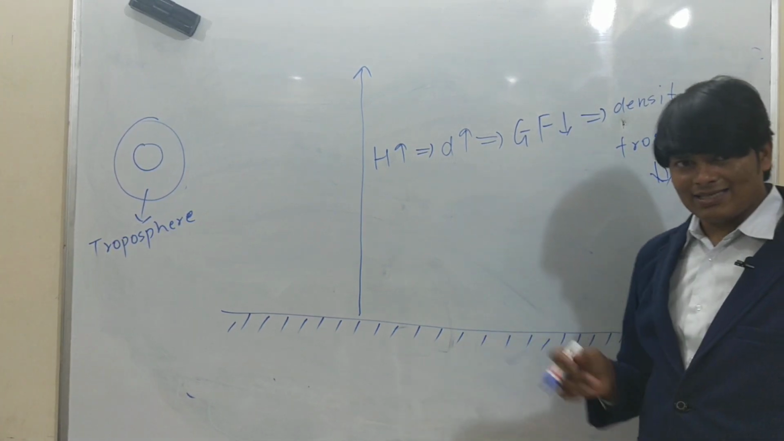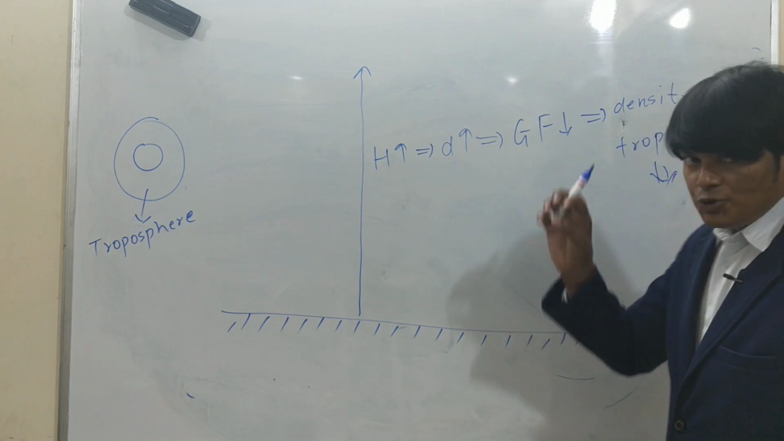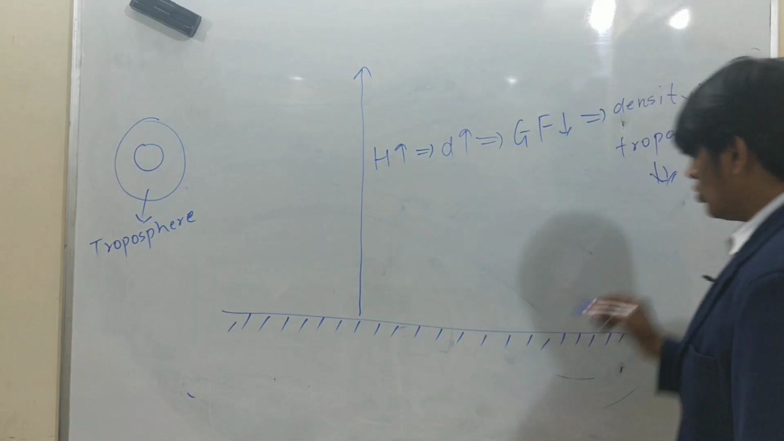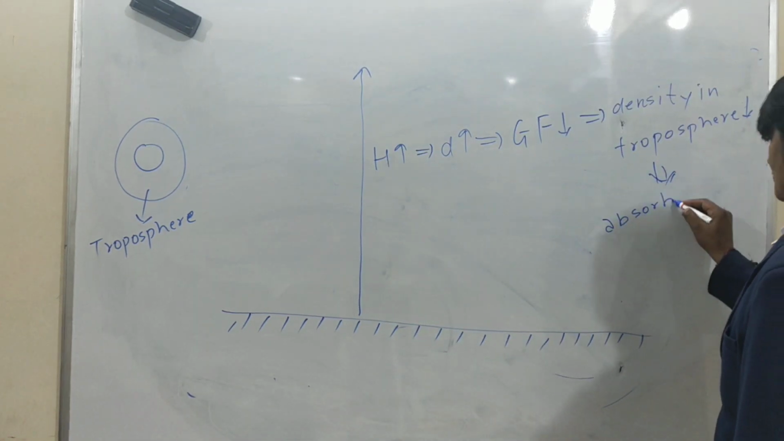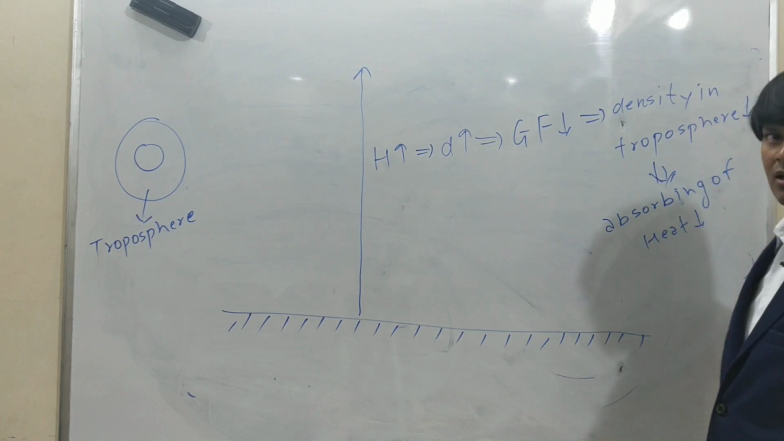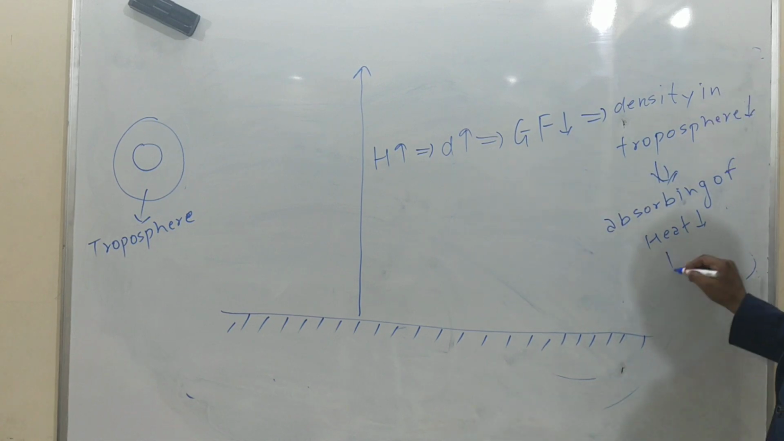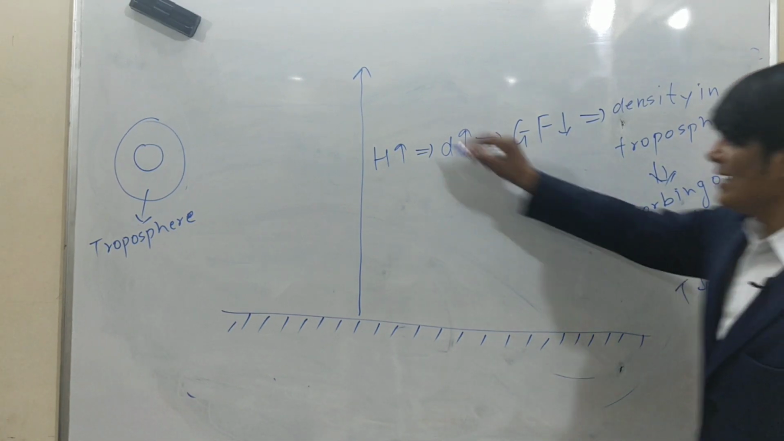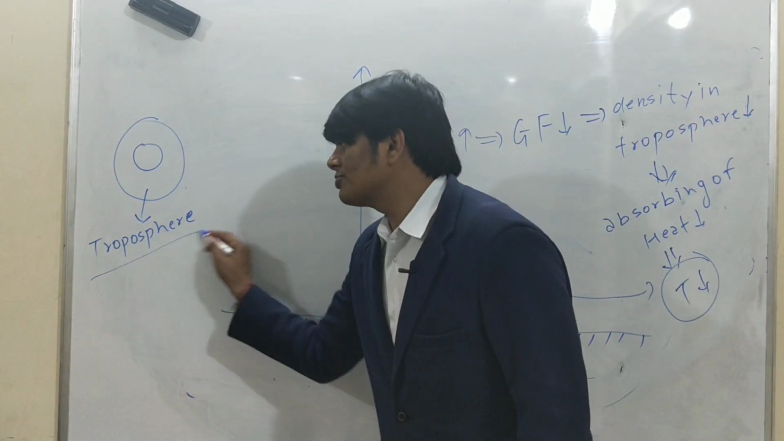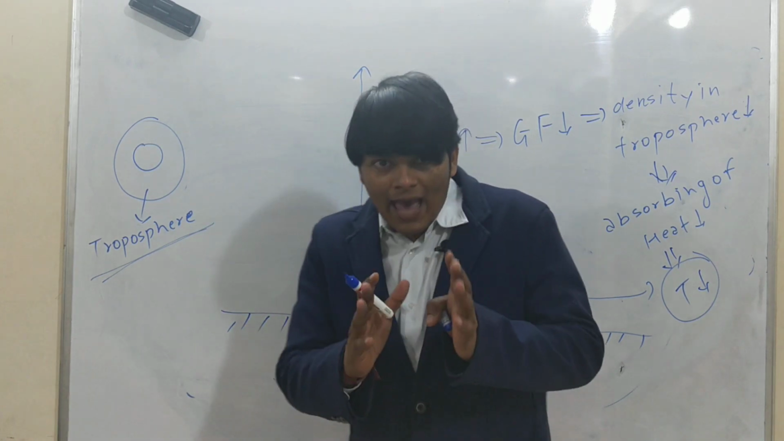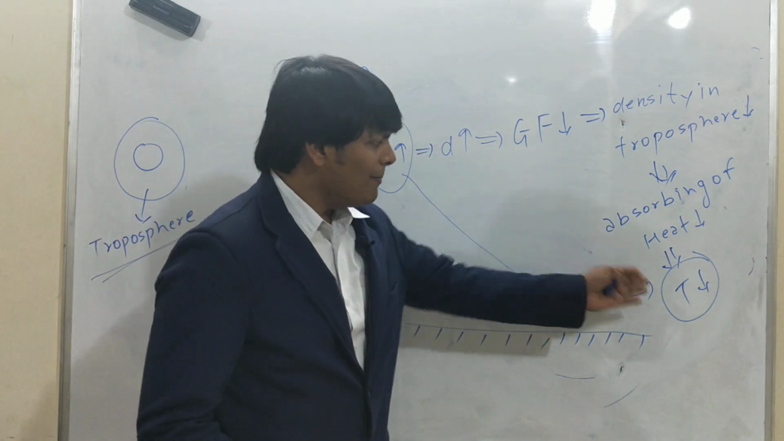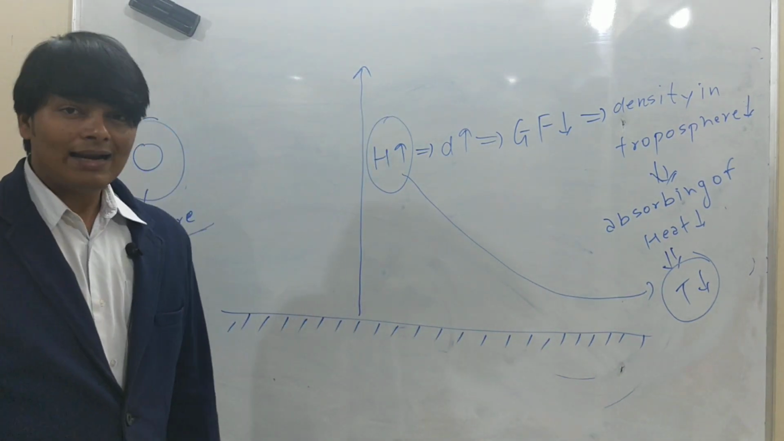If the density is decreasing, that means the absorbing of heat by the particles of the atmosphere will also decrease. If the absorbing of heat decreases, that means temperature will also decrease. So with height increasing, temperature decreases in the troposphere. We have completed one thing: if height increases in the troposphere, the temperature decreases.